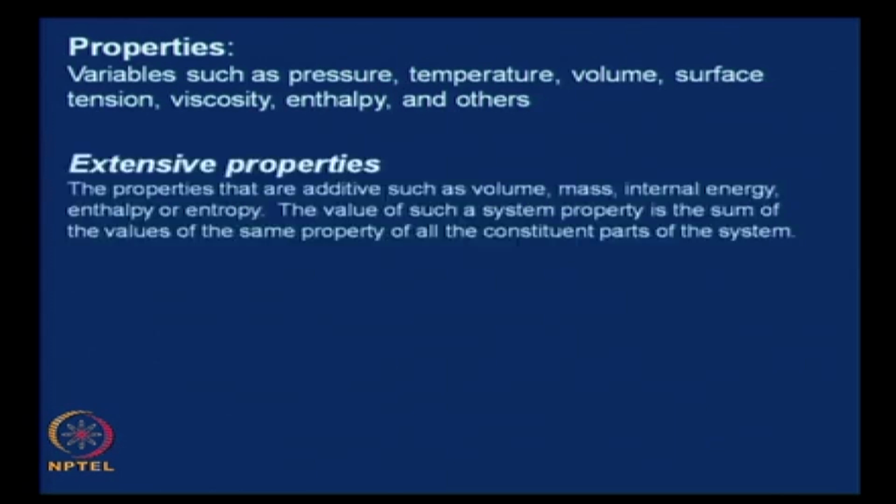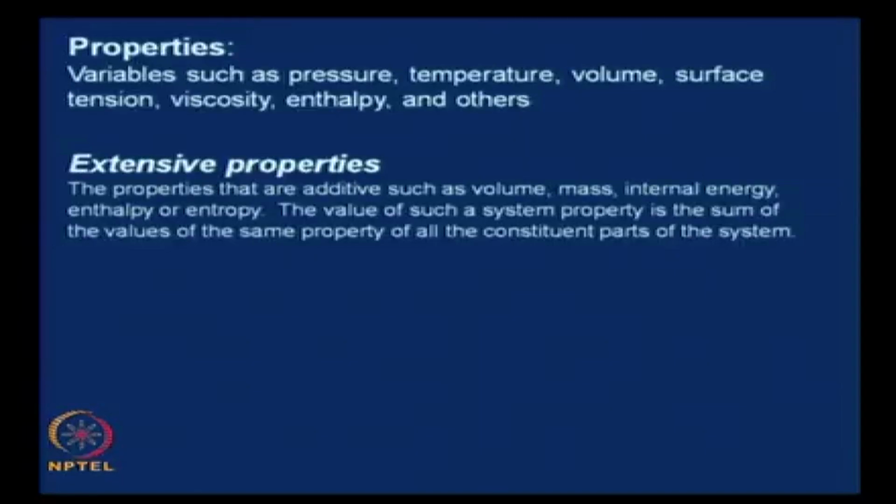There could be two types of properties, extensive properties and intensive properties. Extensive properties are the properties that are additive. You have more of the substance and you have more value of the property. For example, you take some amount of a substance, you add an equal amount of the substance, the volume of the substance could be 2V if the initial volume was V. Therefore, the properties such as volume are additive, mass is additive, internal energy is additive, enthalpy is additive, entropy is additive, and so on. Okay.